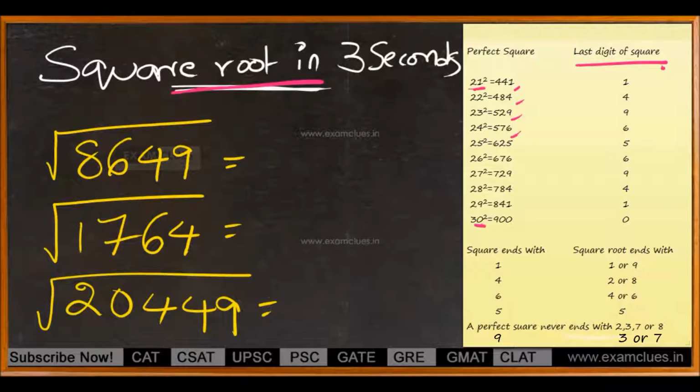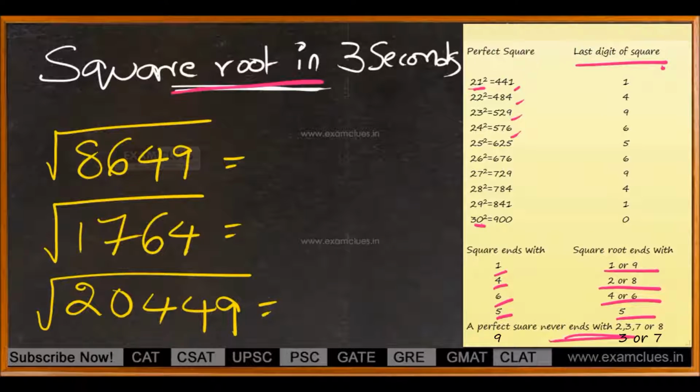Here the interesting fact is, even if you take the next 10 consecutive numbers, that is 31 to 40, the last digits of the square remain the same: 1, 4, 9, 6, 5, 6, 9, 4, 1 and 0. So the observations we have made here: a perfect square never ends with 2, 3, 7 or 8. If the square ends with 1, the square root should end with 1 or 9. If the square ends with 4, the square root should end with 2 or 8. If the square ends with 6, the square root should end with 4 or 6. If the square ends with 5, the square root should end with 5. If it is 0, the square root should end with 0. If it ends with 9, the square root should end with 3 or 7.